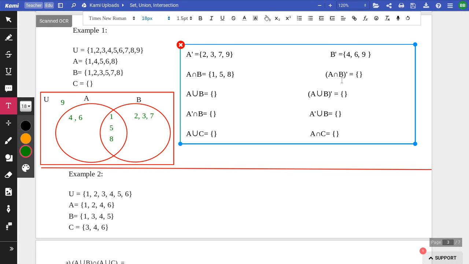So what's not in A and B? So you can look at the universe to see this. Or you can just visually see the numbers that are not in there. So 2, 3, 4, 6, 7, 9.